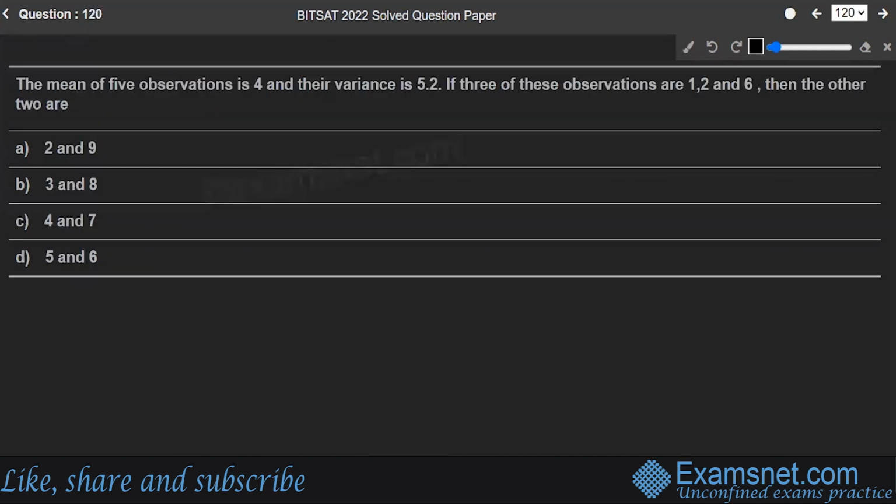Question number 120. The mean of 5 observations is 4 and the variance is 5.2. If 3 of these observations are 1, 2, and 6, then the other 2 are. So you're left with 2 observations, which we need to find out. Let those 2 observations be x and y.